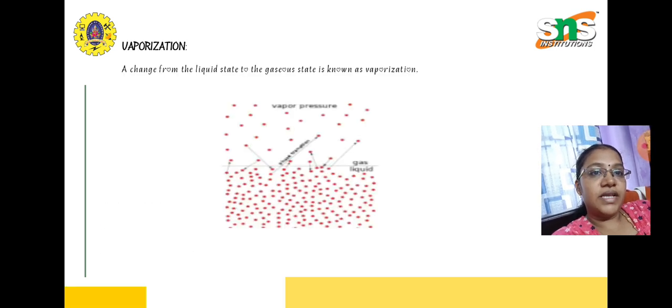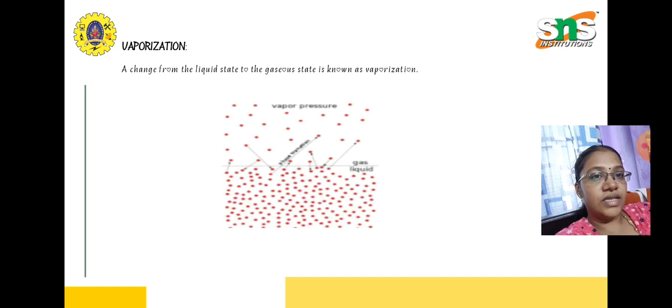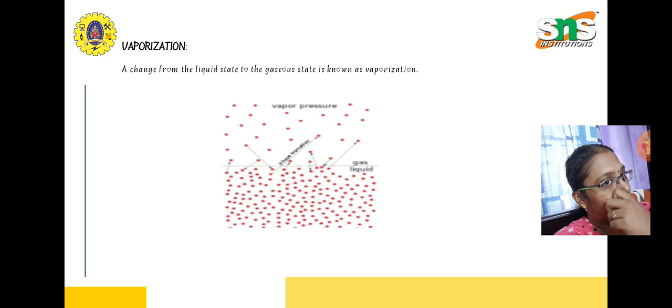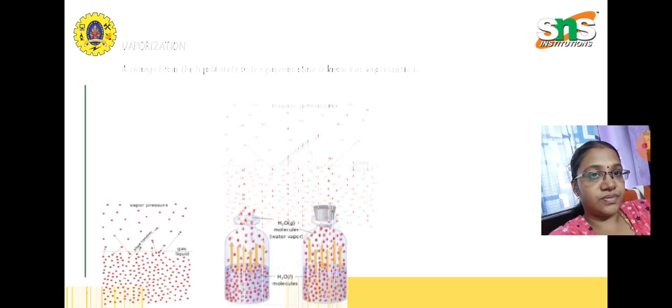So next is the vaporization. Vaporization, we all know, is the change from a liquid state to the gaseous state. In this picture we can clearly see there is a liquid below, which after some time is evaporating in the form of gas. Due to vapor pressure being created at the top, it releases as gas. That phase is called the vaporization.